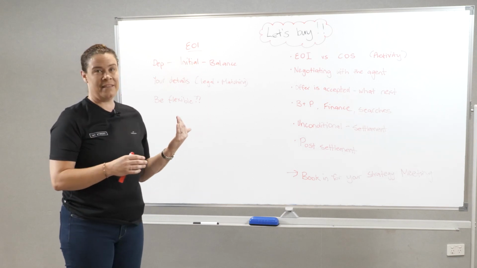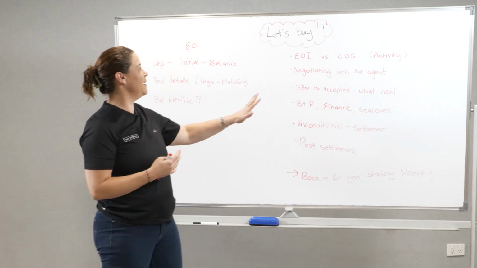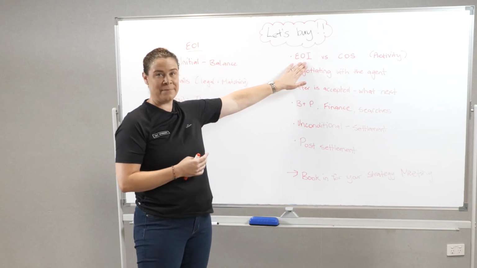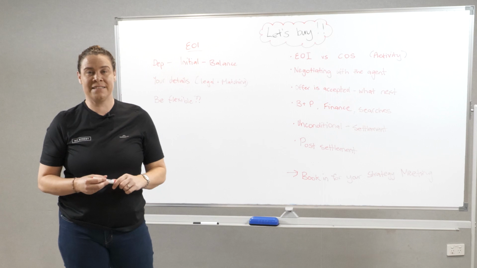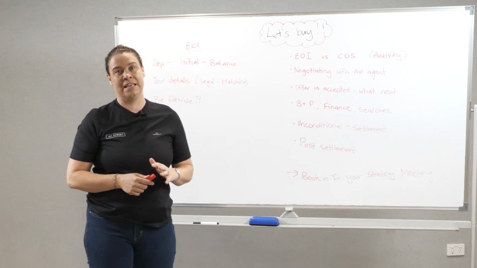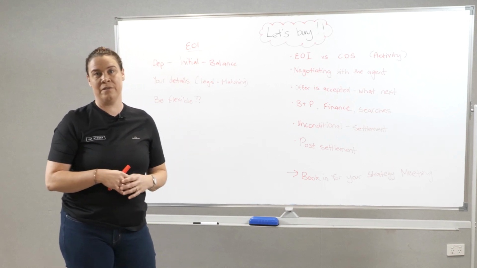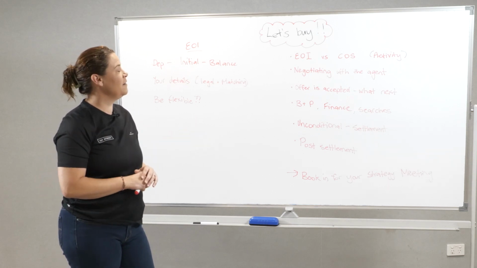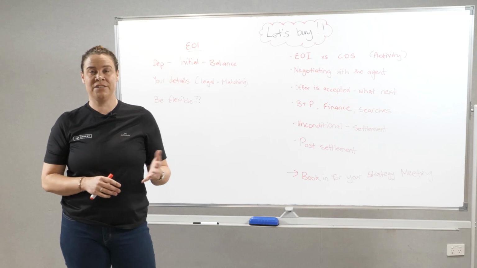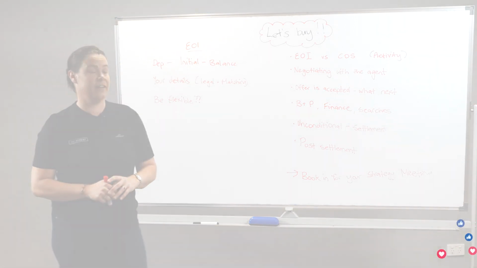So once you get the great news that your expression of interest has been accepted, they send you a contract to sign, then you can flick that onto your conveyancer. They can have a read of it, tell you if there's anything in there that needs to be amended, or if there are any special conditions they want added around due diligence or something like that. Then get the real estate agent to update the contract, and then you can sign it after that.